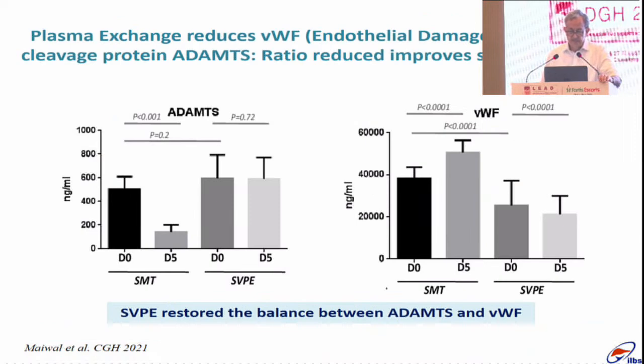A very interesting thing, plasma exchange repaired your endothelium to some extent. What it did was it reduced von Willebrand factor, and the thing which breaks it down, ADAMTS levels, were also simultaneously changed. So the ratio is reduced. It is suggestive of a better endothelium.